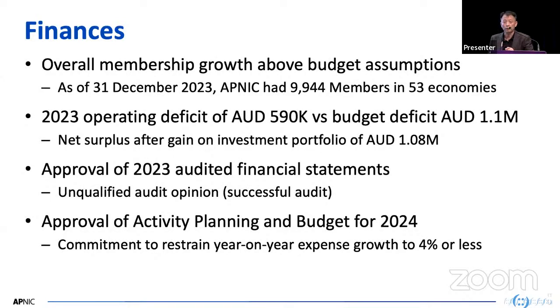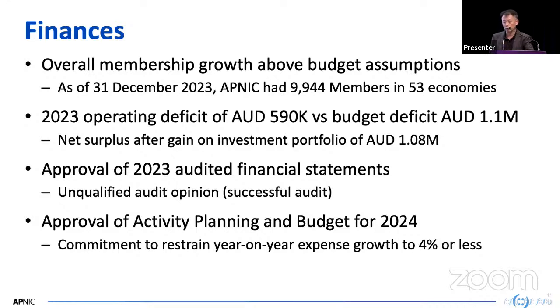On finance, you already went through the financial treasury report by month, so this is just a simple update. Overall membership growth was about the budget assumption. Until the end of December 2023, APNIC had 9,944 members in 53 economies. The 2023 operating deficit is Australian dollar 590,000, versus the budgeted deficit of 1.1 million Australian dollars.